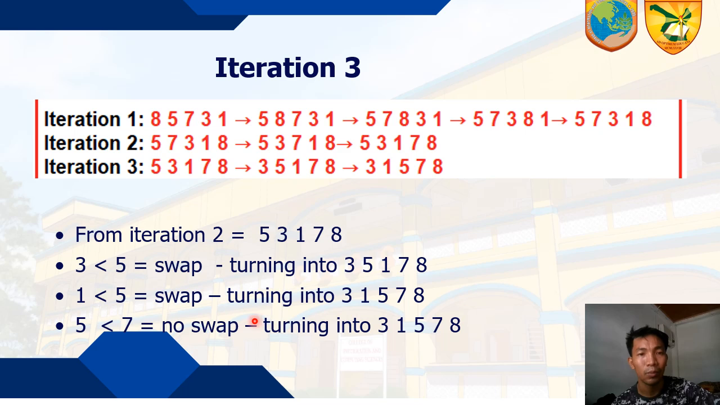Since we still need to compare 5 and 7: 5 is less than 7, or 7 is greater than 5. True. Hence, there is no need to swap. Remember, the list from now is already 3, 1, 5, 7, and 8, which tells us that 5 is now less than 7 and less than 8.